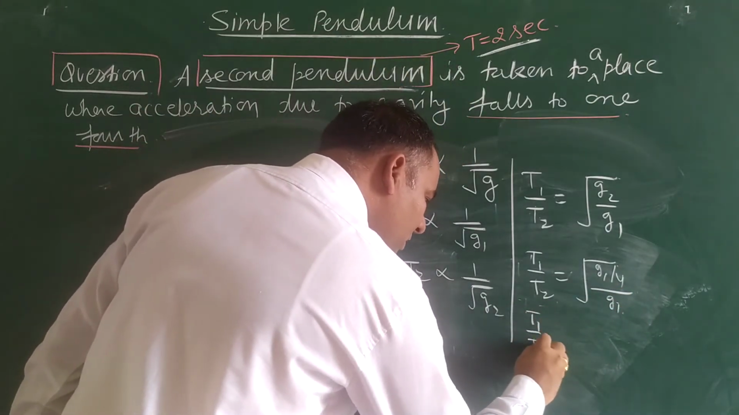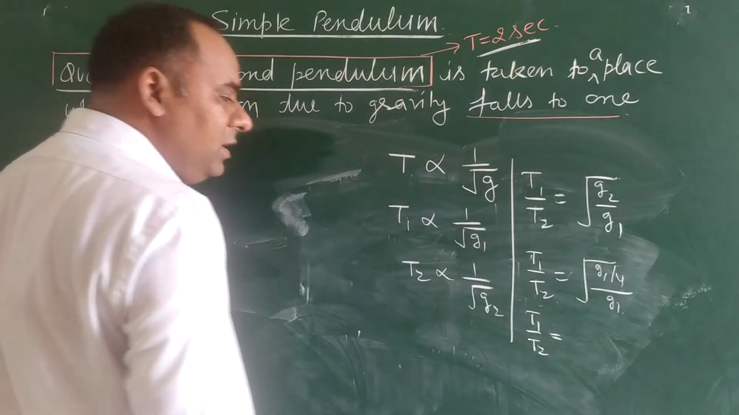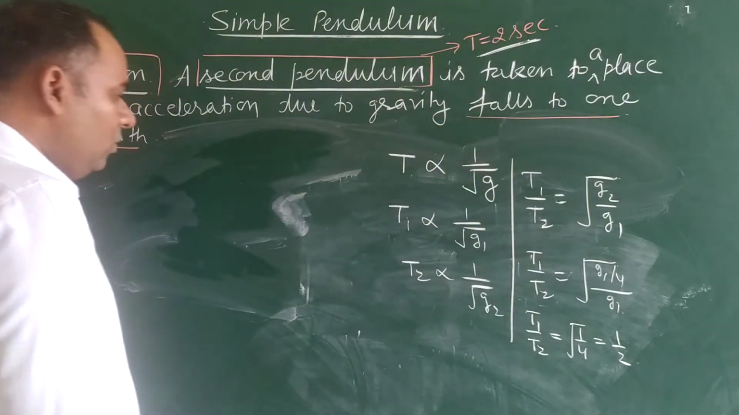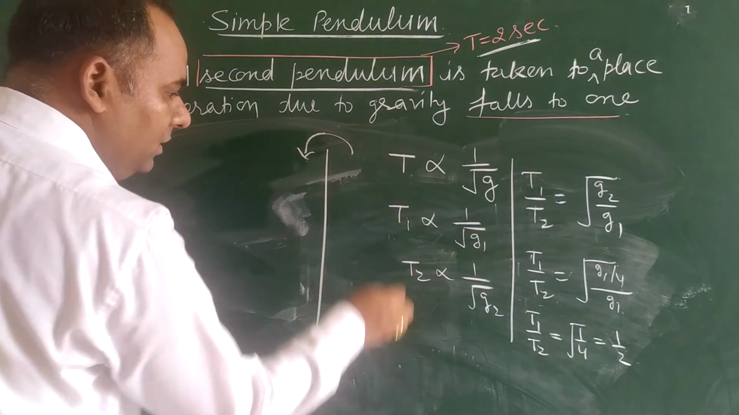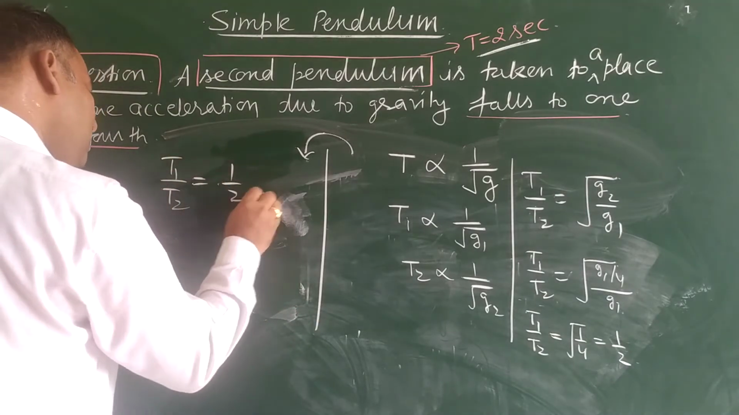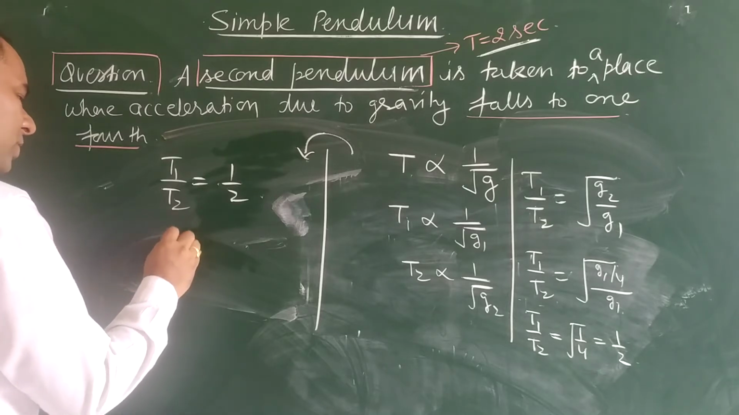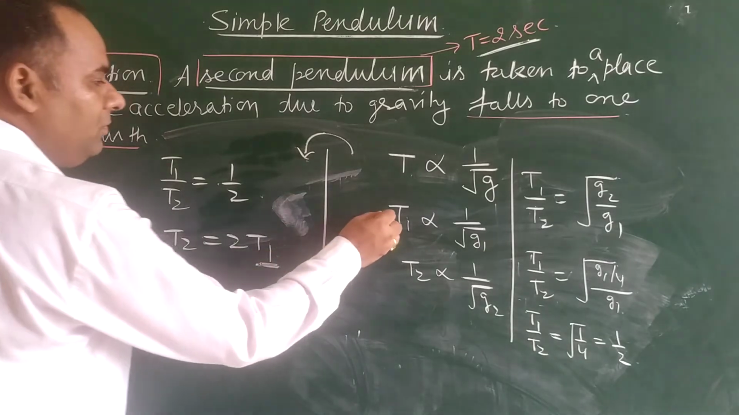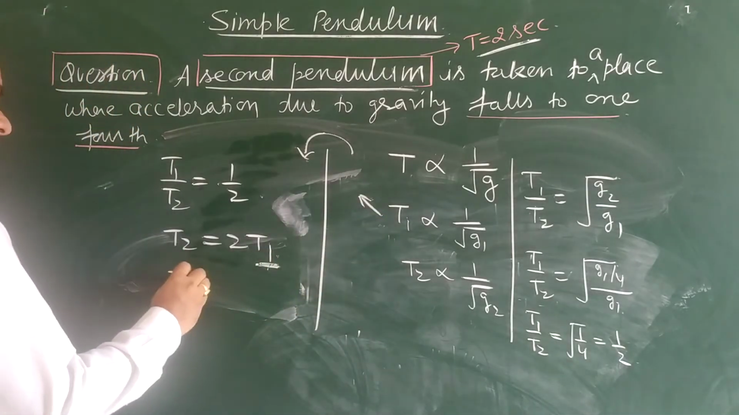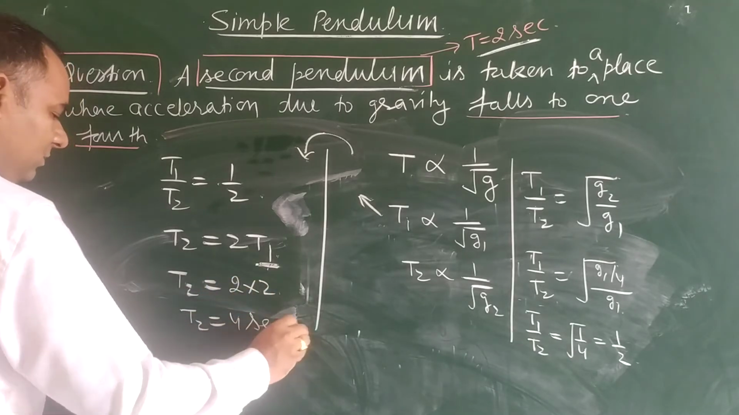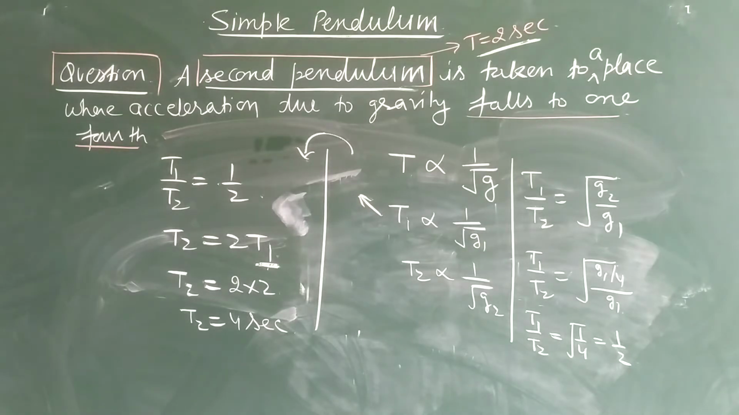Therefore in t1 upon t2, there is a cancellation of g1, and there is only the term 1 by under root 4, that is 1 by 2. So t1 upon t2 is equal to 1 by 2, and t2 is equal to 2 into t1. t1 is the time period of the second pendulum at place 1, which is 2 seconds. Therefore t2 is equal to 4 seconds. So this is your second method. Clear? Thank you students.